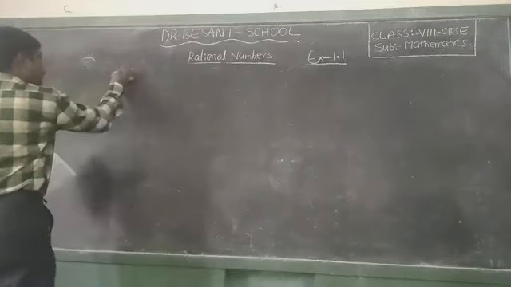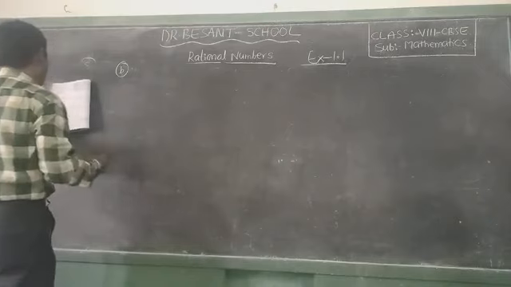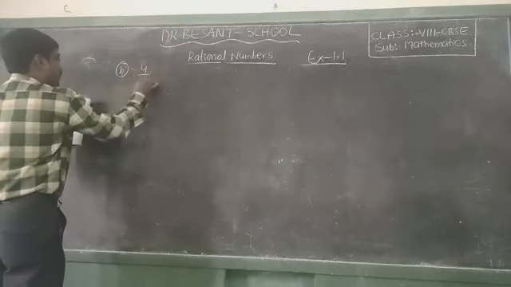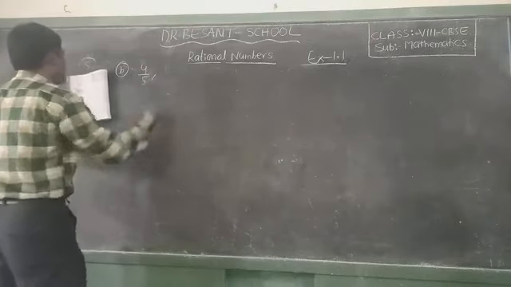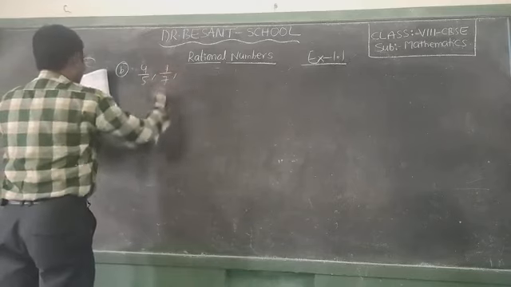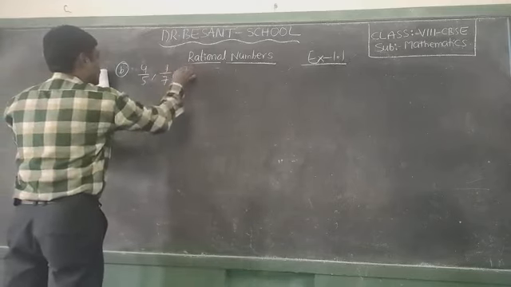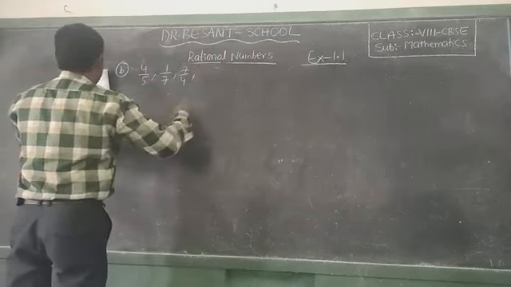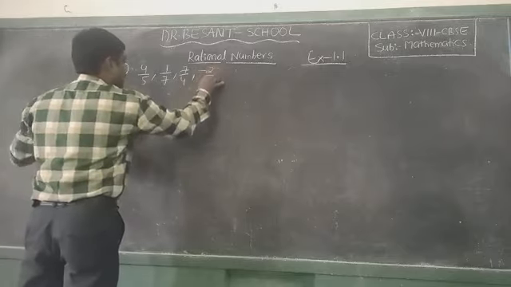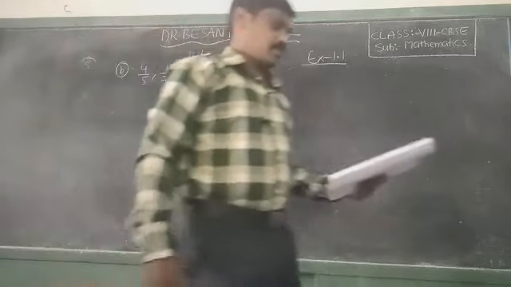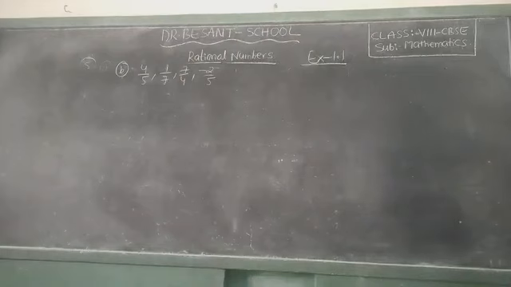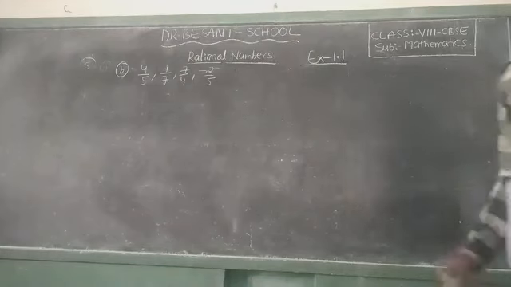D. 4 by 5. This is also the same descending order. We have to write 1 by 7, 7 by 4, minus 2 by 5. Okay, children, this is also we have to complete. Observe here.